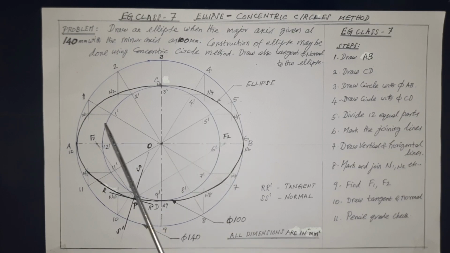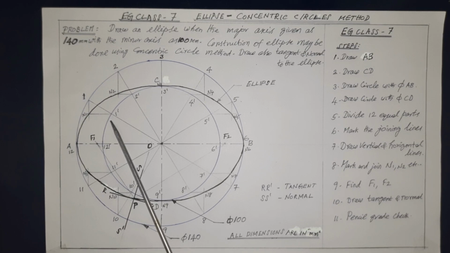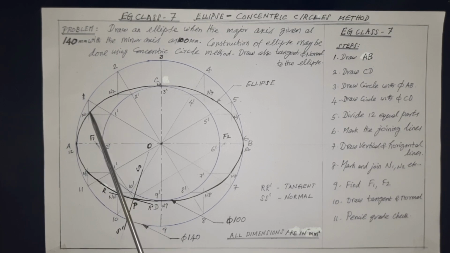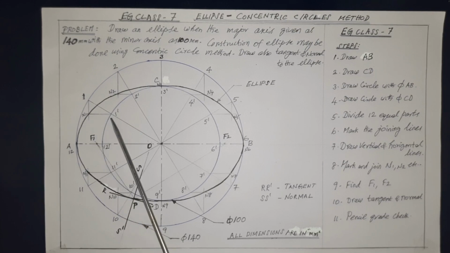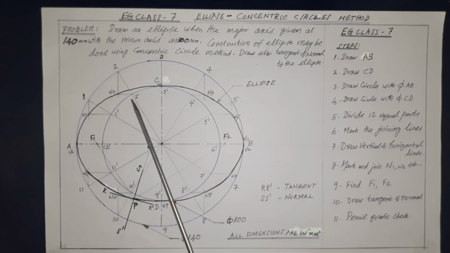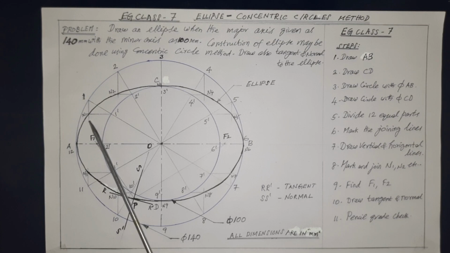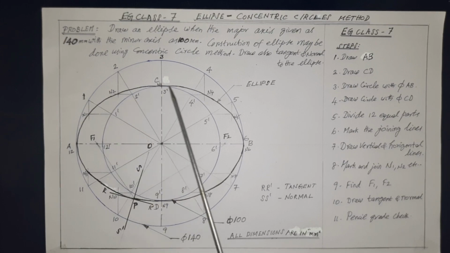Similarly, draw horizontal lines from the inner circle joining points, that is towards the outside of the inner circle. In this, we draw vertical lines towards the inside of the outer circle. Here, outside of the inner circle, we have to draw horizontally. Name it as 1 dash, 2 dash, 3 dash. Similarly, now the new joining points from vertical and horizontal lines may be named as N1, N2, N3, etc. up to N12.